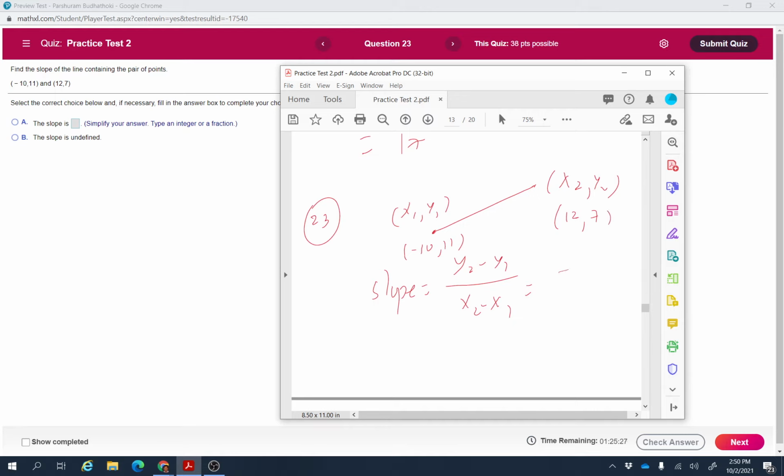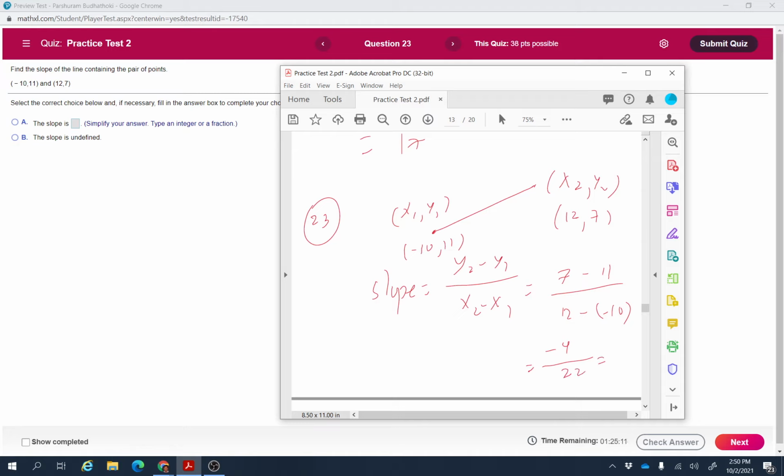Y2 is 7, minus y1 is 11. X2 is 12, minus x1 is negative 10. So that would be 7 minus 11, which is negative 4. And 12, this negative and this negative becomes positive, 12 plus 10 is 22.